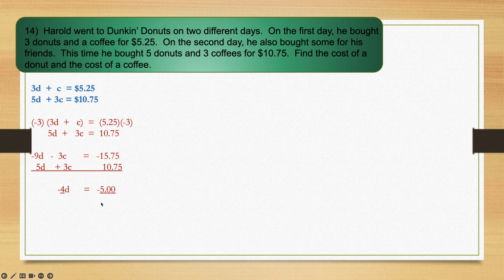-4d is -5, dividing by 4. And I should have divided by -4 here, sorry. D is $1.25. Let's go back and get the value of C. I can use either equation, but the top one's going to be really easy. So substituting in 1.25 for D, 3 times 1 1/4 is 3.75. Subtracting from both sides, the price of a cup of coffee is $1.50.